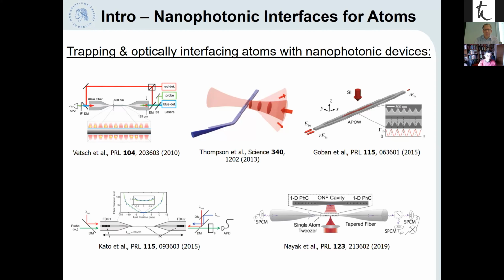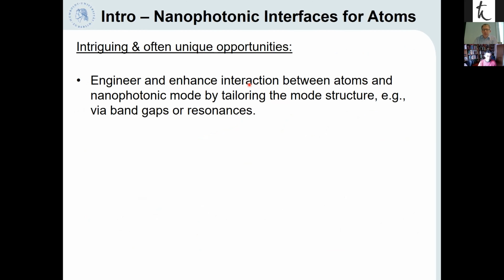and they have also been trapped in nanofiber-based cavities where you add resonant modes by inscribing mirrors into the tapered optical fiber here, or some kind of hybrid thing between these two, which is a nanofiber with a photonic cavity written onto the nanofiber itself. And all this research effort is motivated by the fact that such nanophotonic interfaces offer intriguing and unique opportunities. So first of all, the fact that we have a waveguide or waveguide cavity near our emitters allows us to engineer and also enhance the interaction between the atoms and the nanophotonic mode, because our nanophotonic device allows us to tailor the mode structure and in particular also introduce band gaps or resonances.